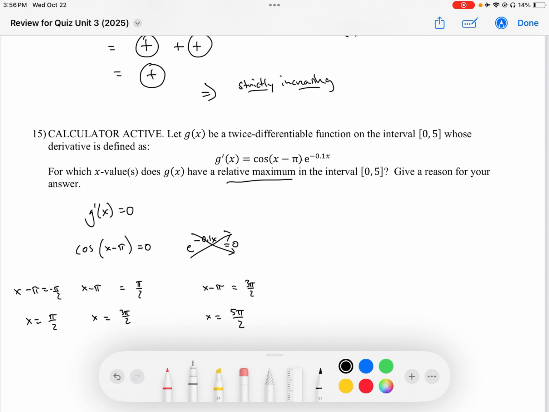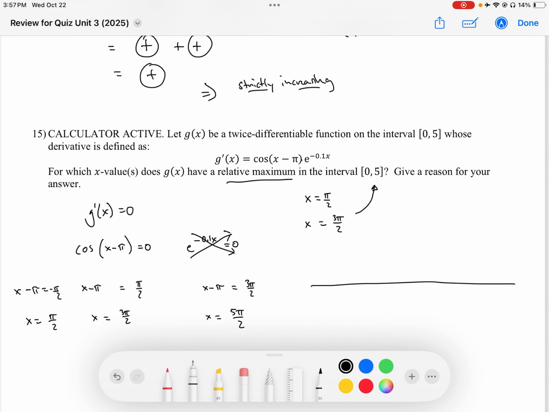So I guess we've got to figure out which of these is on the interval 0, 5. Okay, well, pi halves is, because that's about 1.5. 3 pi halves is going to be close, but that should also be on that interval because that's about 9 over 2, which is 4.5. But 5 pi halves is not because that's 15-ish over 2, which is like 7.8 or something like that. So those are the only critical points that are actually on this interval.